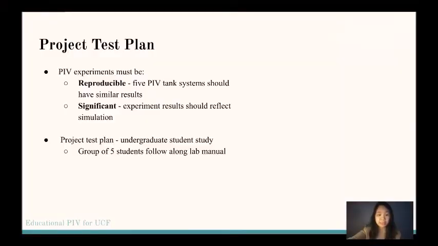Extensive tests were completed to make sure that the experiment results are both reproducible and significant. It is important that the experiment is reproducible because 5 PIV tank systems will be run by students in the lab, and having similar results with other students will help to convince students of the integrity of their experiment. Significant experiment results mean that the flow profile captured by the PIV system is as expected based on the ideal simulated results.